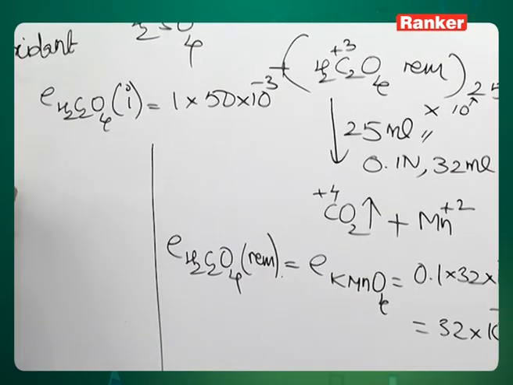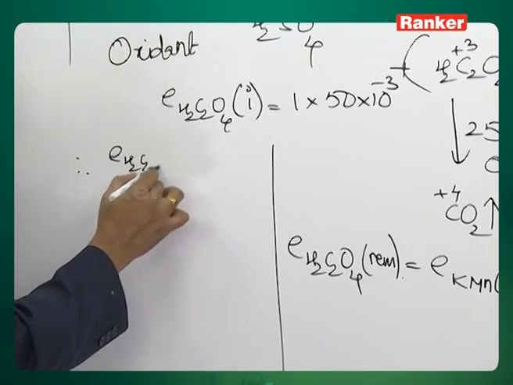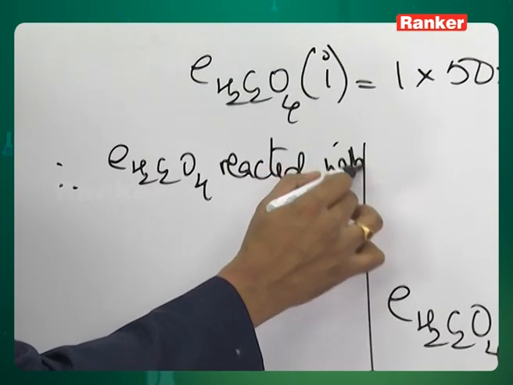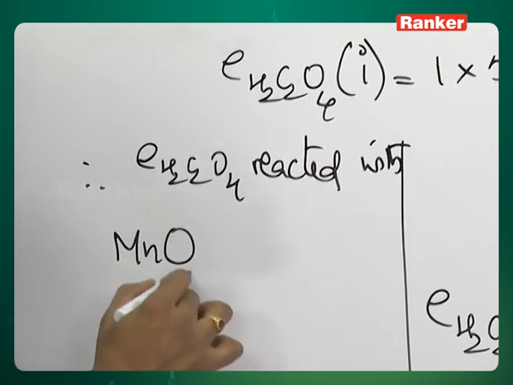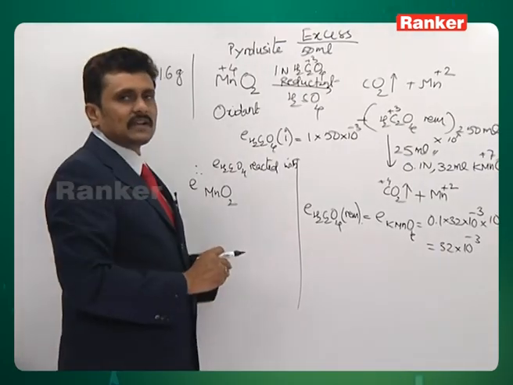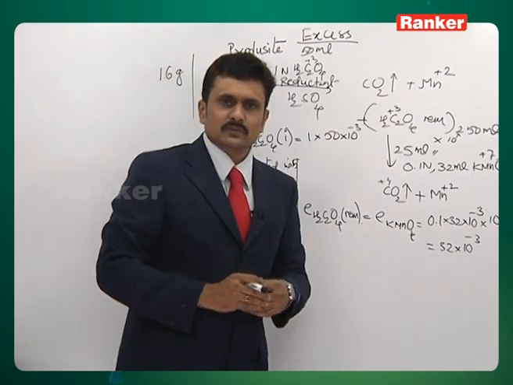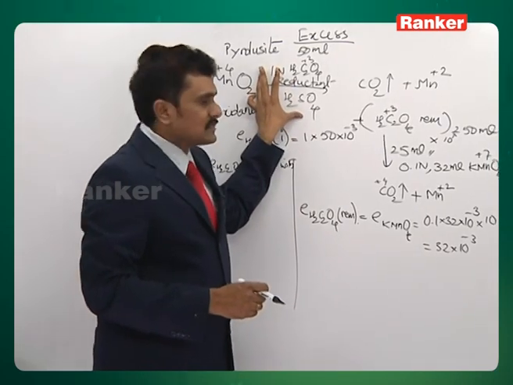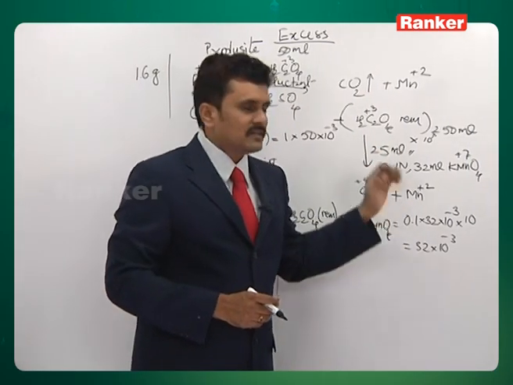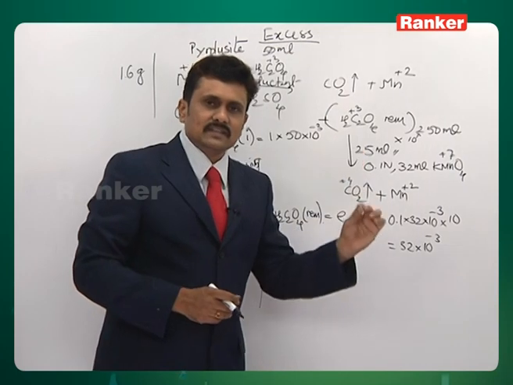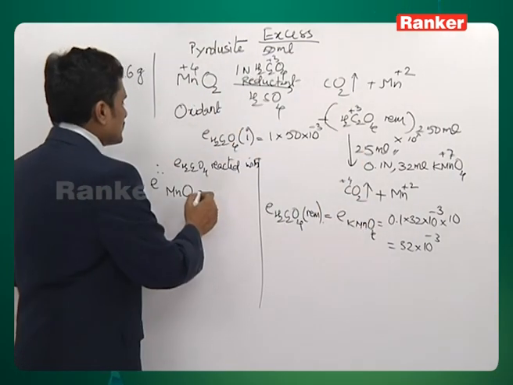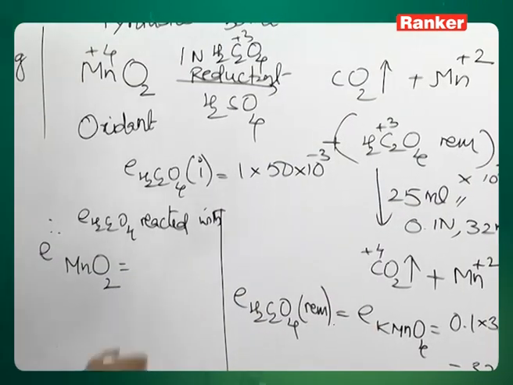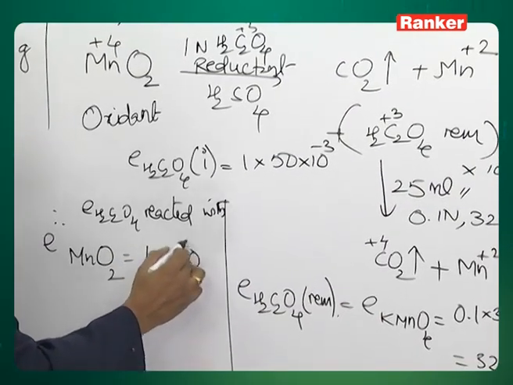Therefore, the oxalic acid equivalents that have reacted with pyrolusite are nothing but the equivalents of pyrolusite. As per the law of chemical equivalence, whenever two substances react, their gram equivalents are equal. So initially this many equivalents are present, these are the equivalents that are remaining. So the difference in equivalents of oxalic acid has reacted with MnO2, hence the equivalents of MnO2 are nothing but 50 minus 32, that is 18 into 10 to the power minus 3.